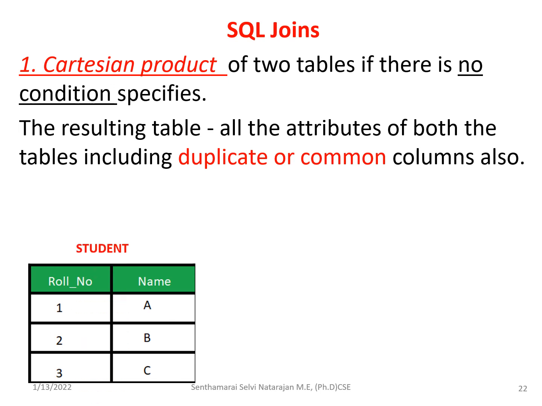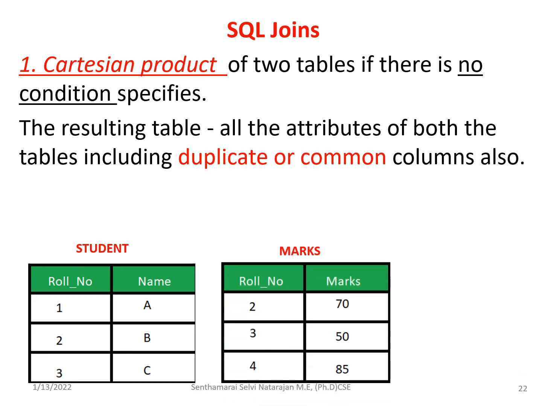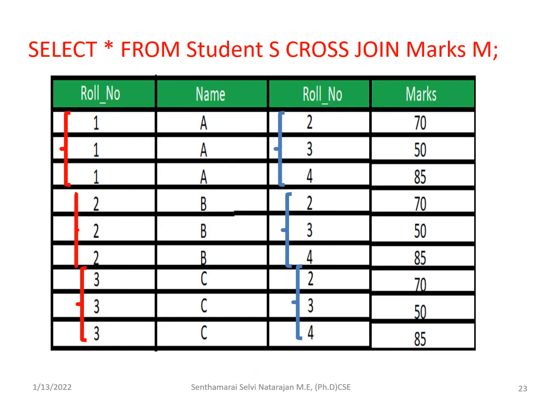For example, see the two tables: one has roll number and name, and the other table has the roll number and then the marks. So these are the two tables with two fields. Okay, when you perform the Cartesian product on these two tables, here it has 3 rows and 2 columns, and here 3 rows and 2 columns. So 3 rows into 3 rows, you will have 9 rows. We will see how the answer comes.